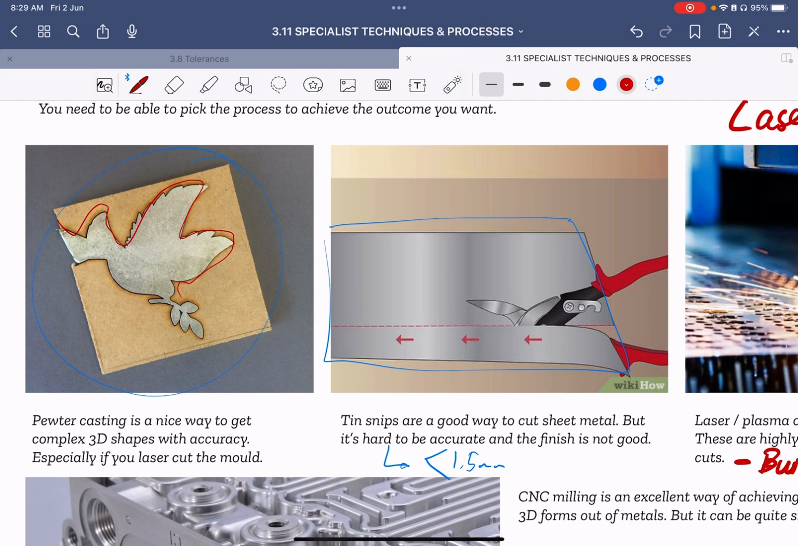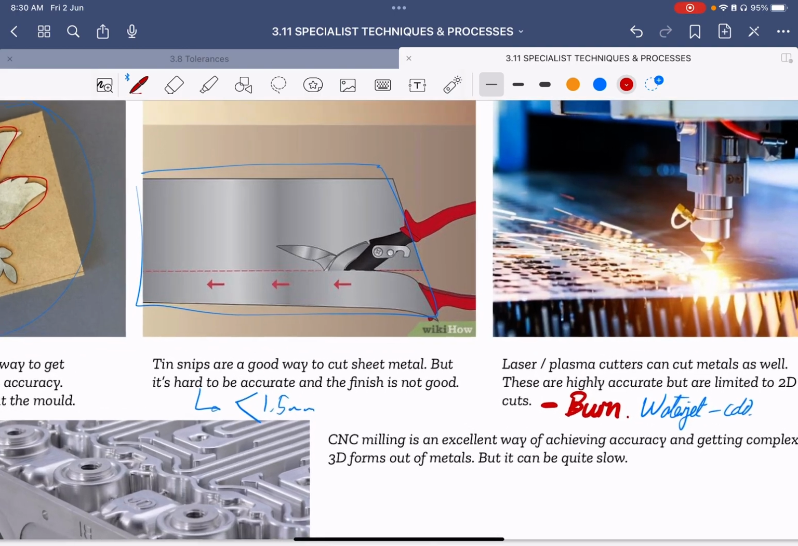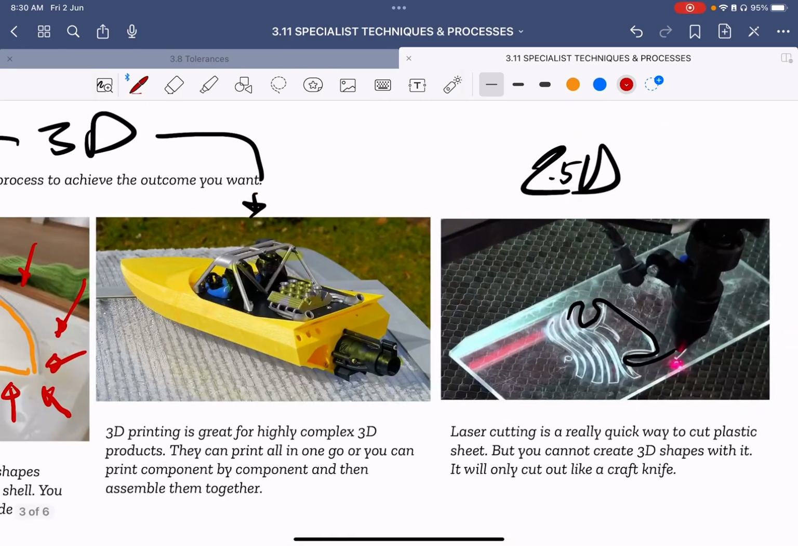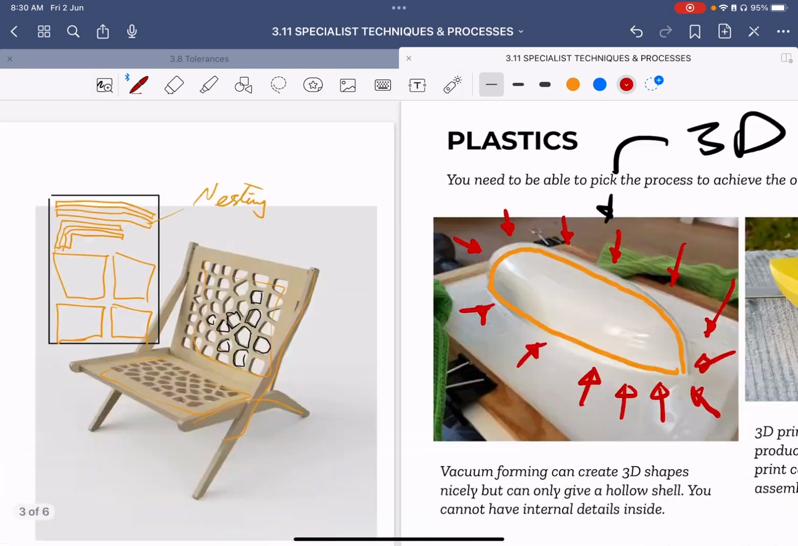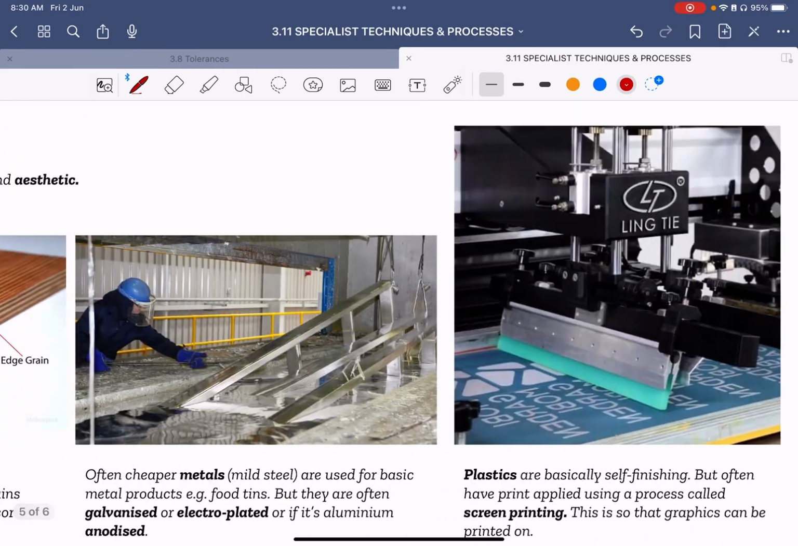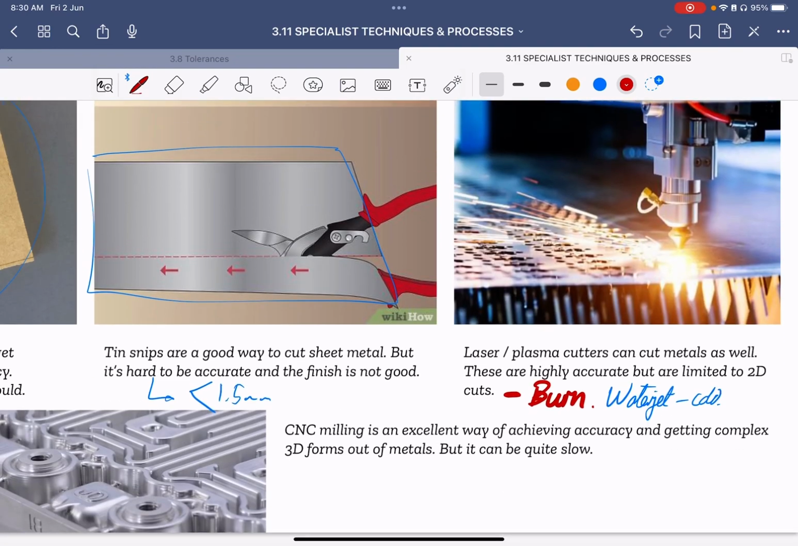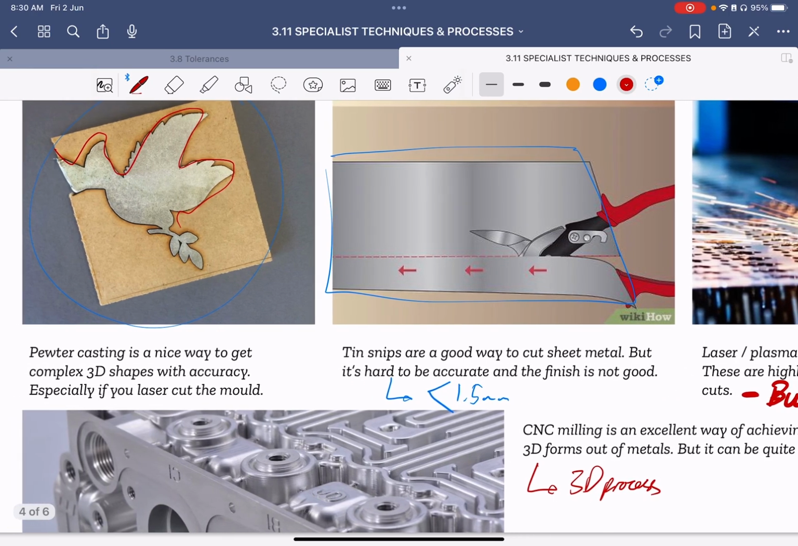And then the metal, because liquid metal is so fluid, it will take on any form of mold you pour it into. The last one here is CNC milling. Now this is great. Just like CNC routing for the woods here, CNC milling is a 3D process, so you can get so much complexity into a block of aluminium.